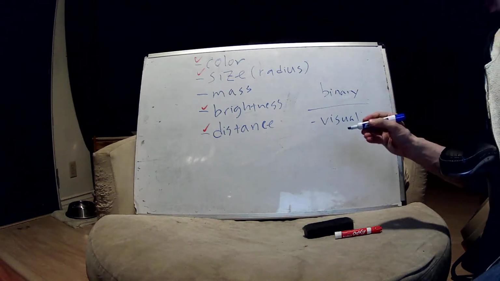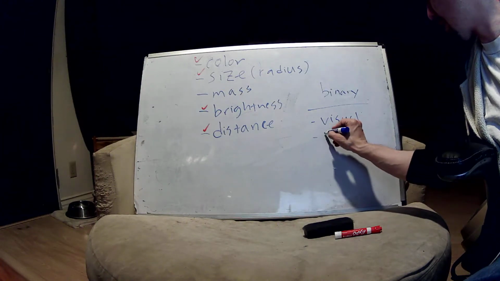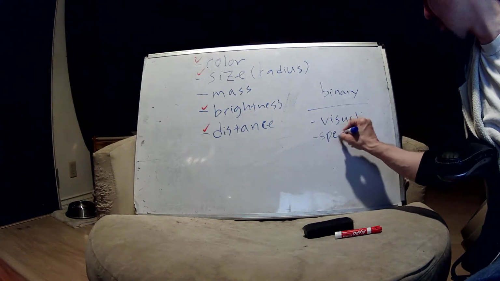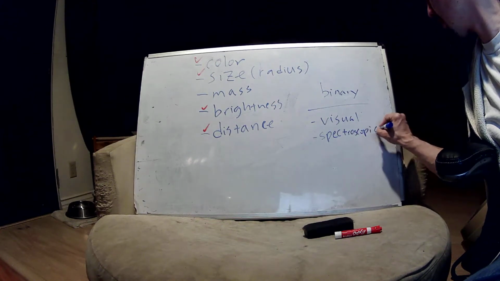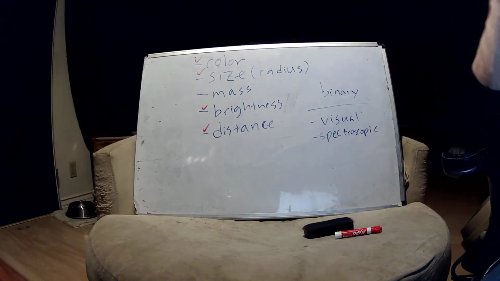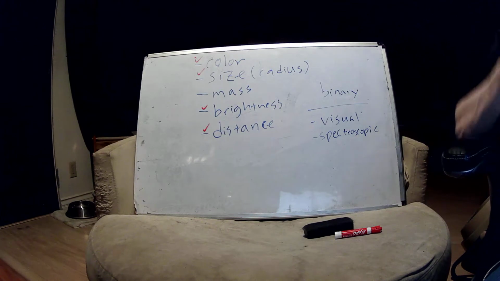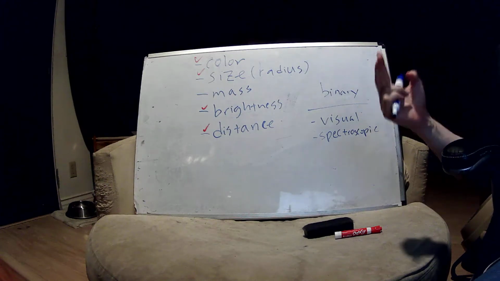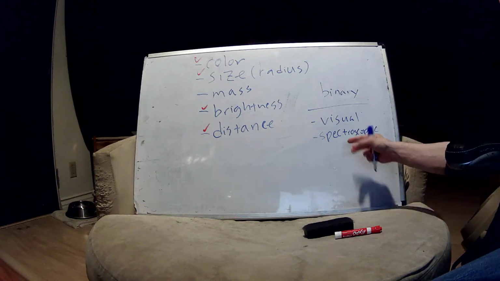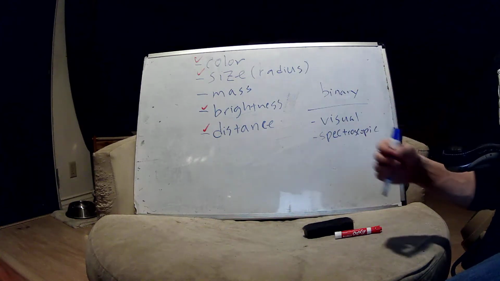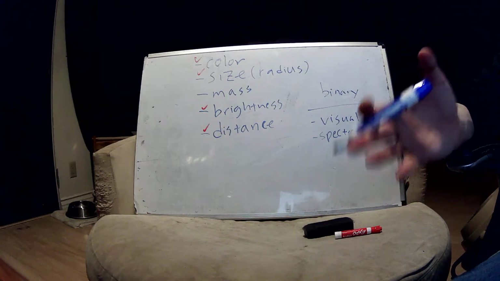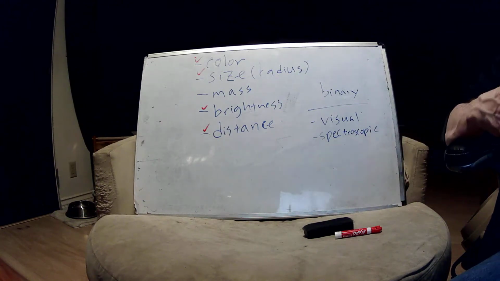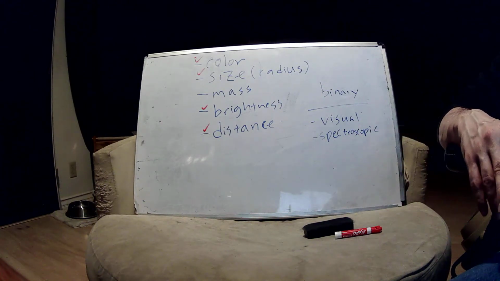There are also what we call spectroscopic binaries. Those are different from visual binaries in that we can only tell that there is more than one star there because we get a repeating Doppler shift pattern from the light that these stars give off that actually makes it to us.